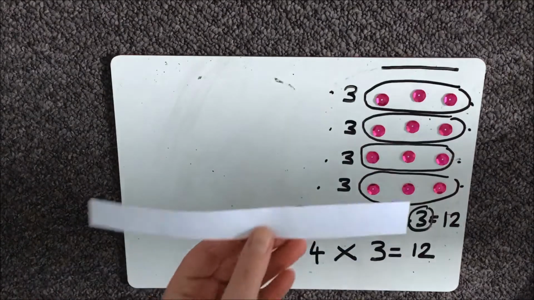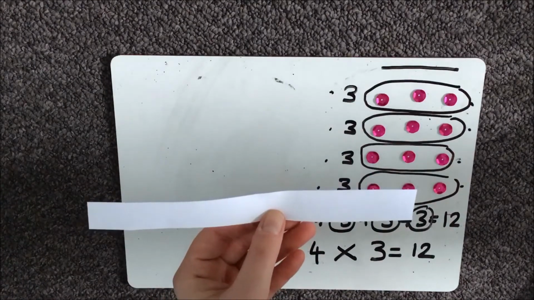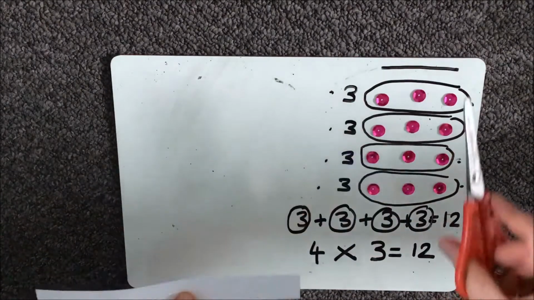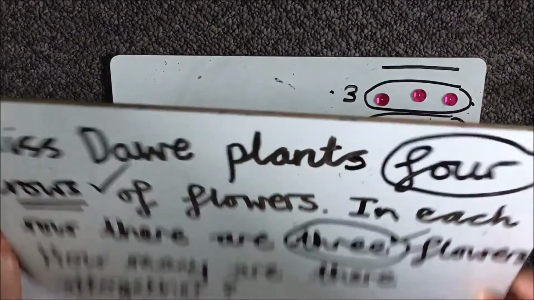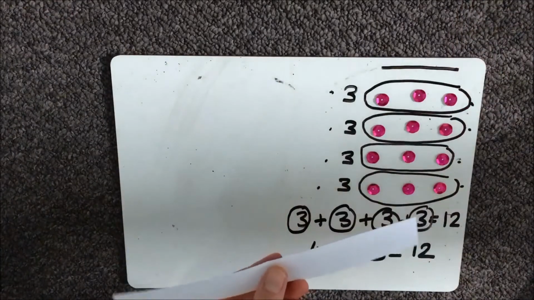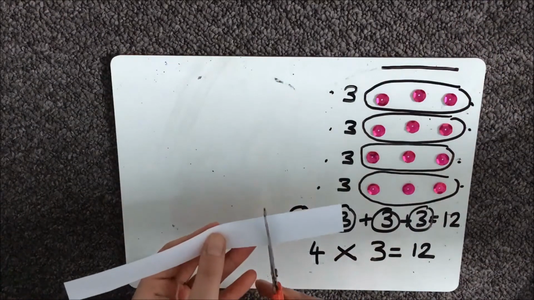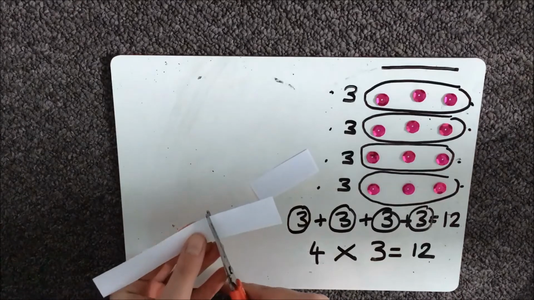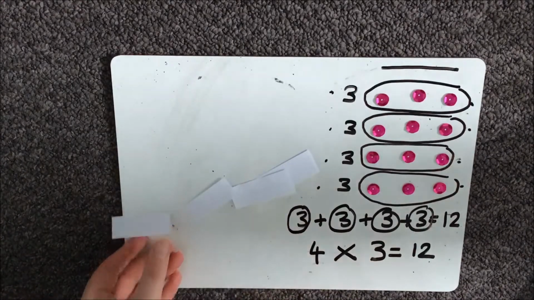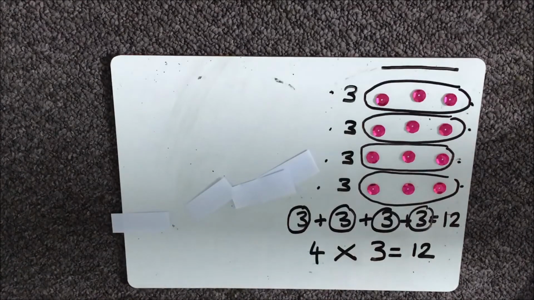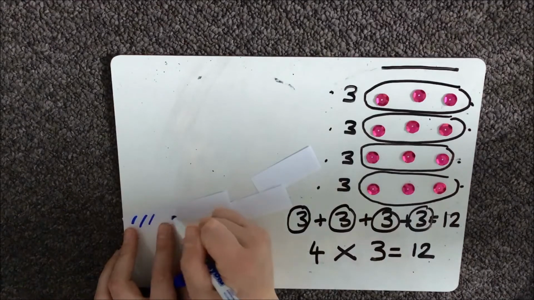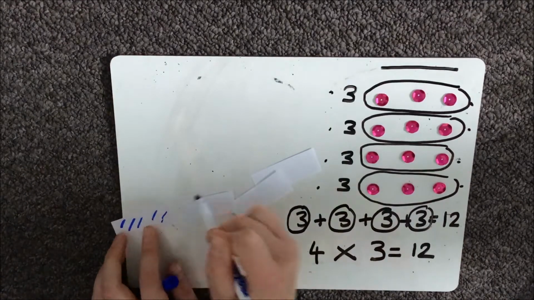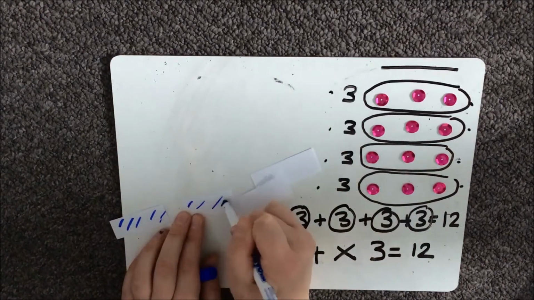So how many rows do I need first of all? I need 1, 2, 3, 4 rows. And in my word problem it says I need 4 rows. So these are going to be like my rows. So I'm going to cut it into 4. 1, 2, 3, 4. So these are my parts. And I'm going to do them all in the same colour because I know that every part is going to be a 3. On every row there's a 3.